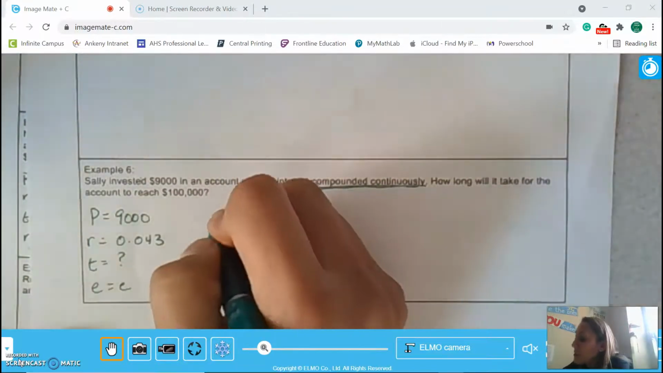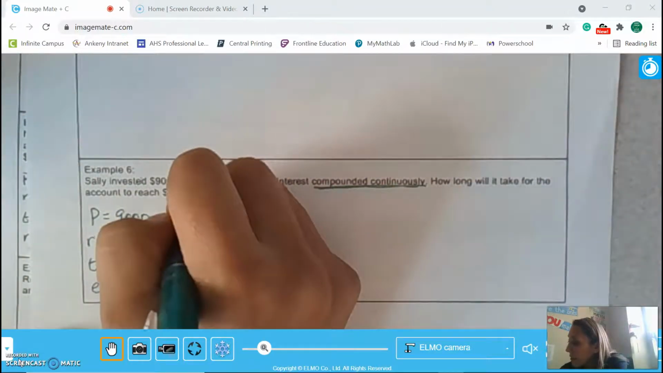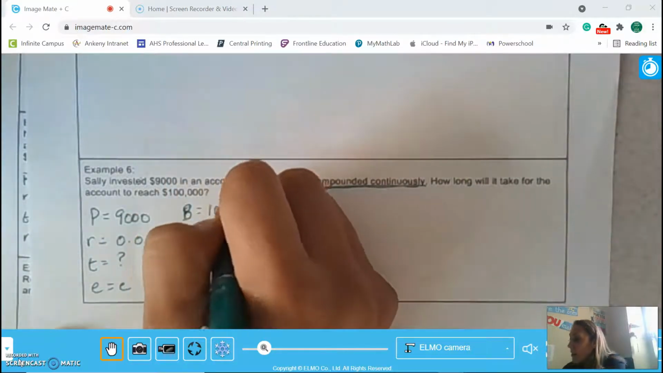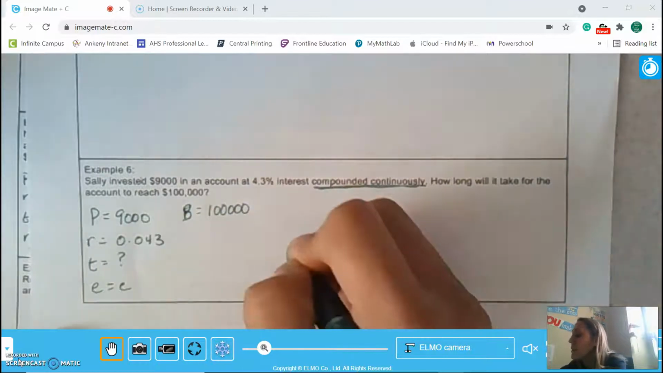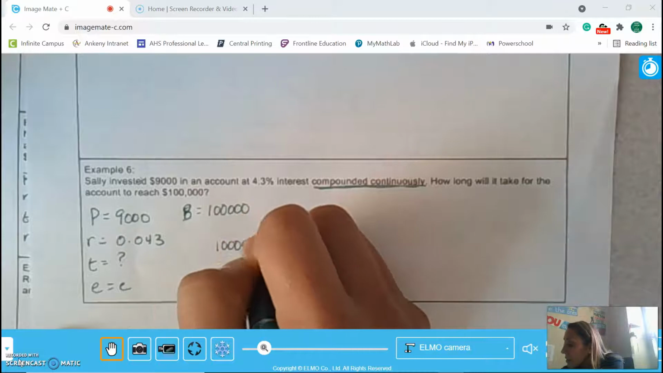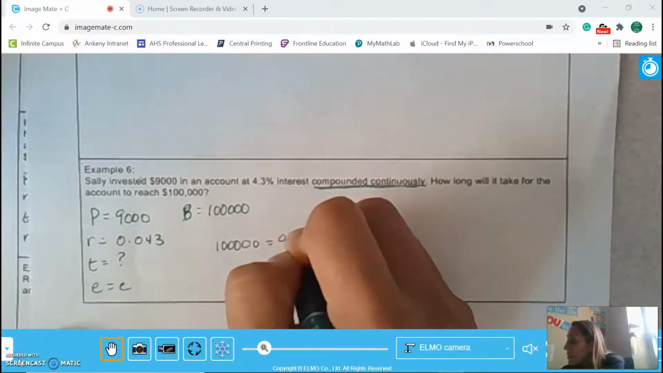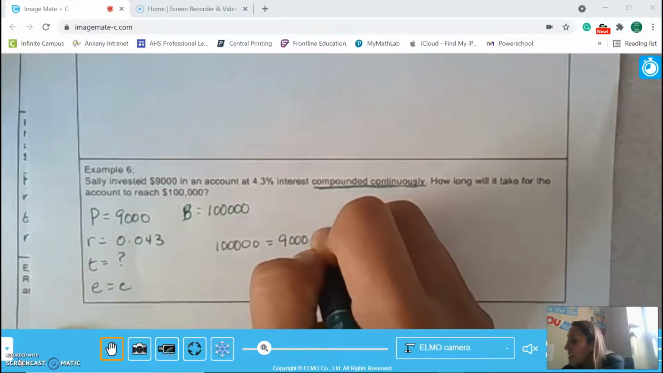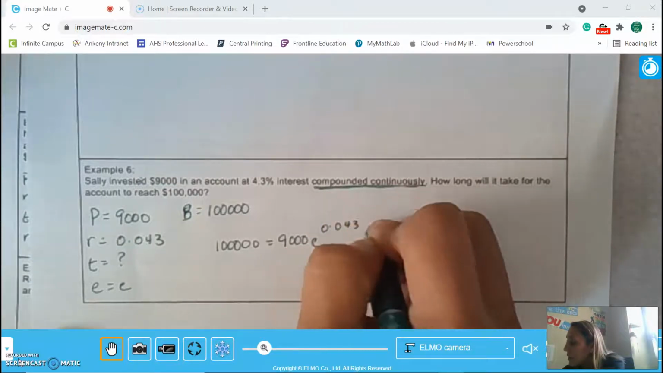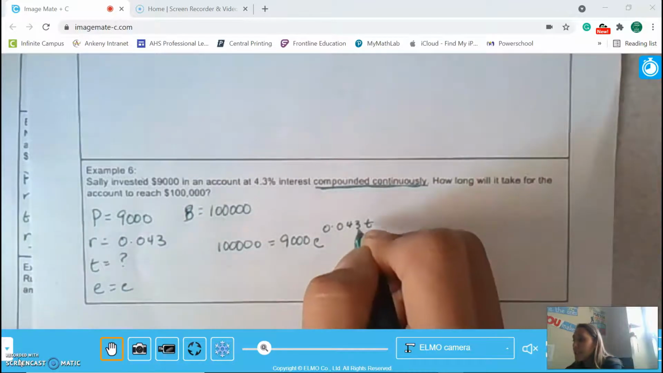So what we're going to do is apply, oh, and my ending balance. Sorry, I forgot that. My B is equal to 100,000. So what I'm going to do is plug in the things I know. So I have 100,000 is equal to 9,000 times E to the 0.043 times T. So I've got that.